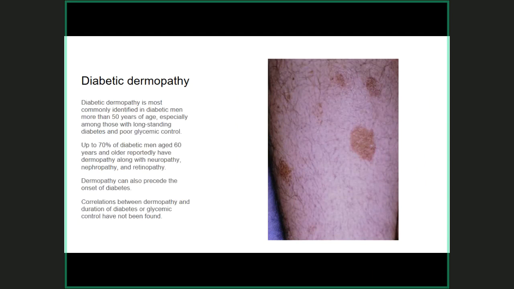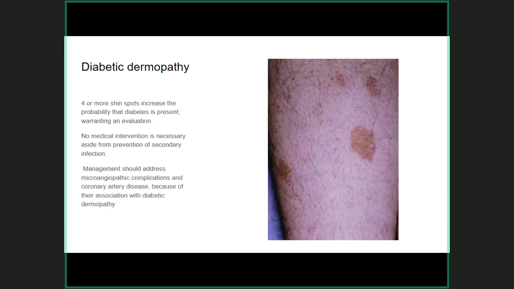Usually they occur in men more than 50 years of age. Again, long-standing diabetes and poor glycemic control put you at a higher risk of having them, along with other complications of diabetes. The dermopathy can also precede the onset of diabetes. We don't know if glycemic control correlates directly with it. If you have 4 or more shin spots, you definitely want to go ahead and evaluate for diabetes.